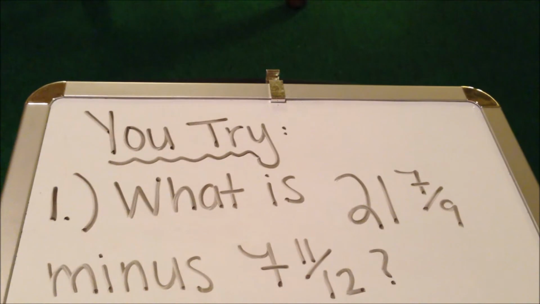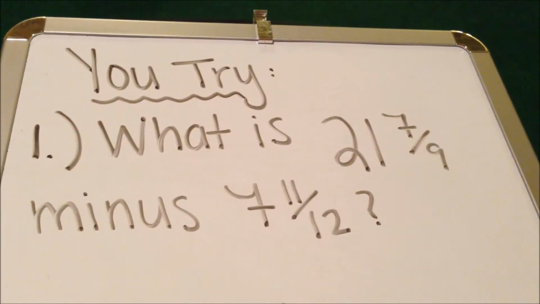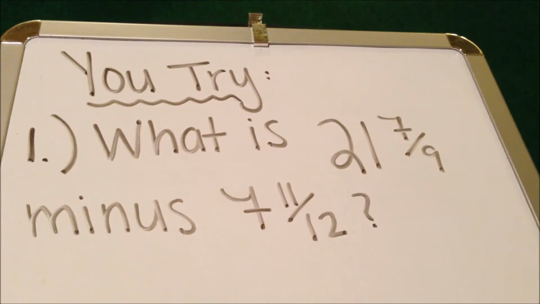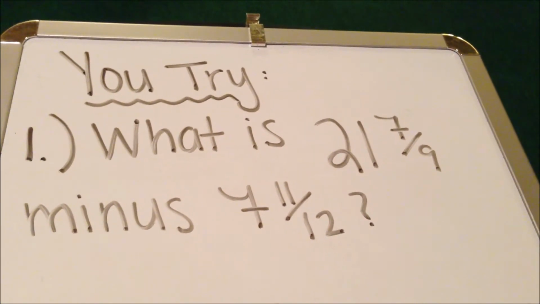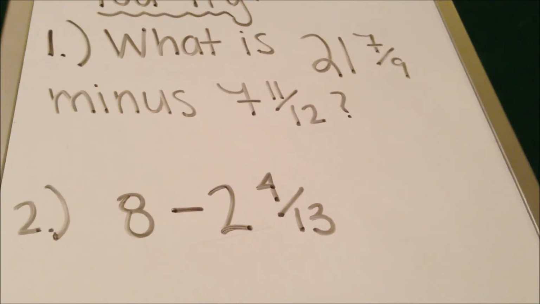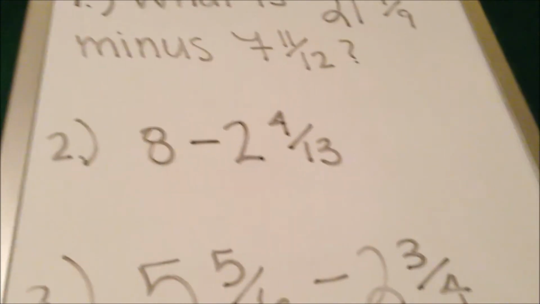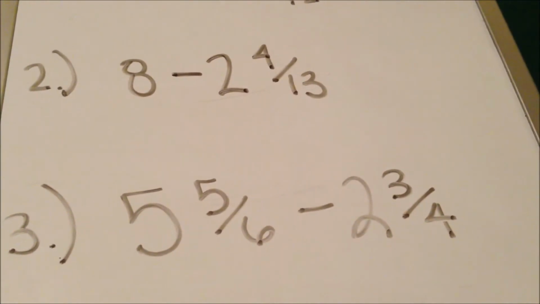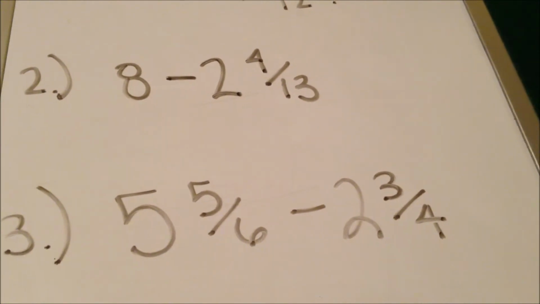Now you try a few problems on your own. Let's see how you do with them. Number 1, what is 21 and 7/9 minus 7 and 11/12? Number 2, 8 minus 2 and 4/13. And number 3, 5 and 5/6 minus 2 and 3/4.